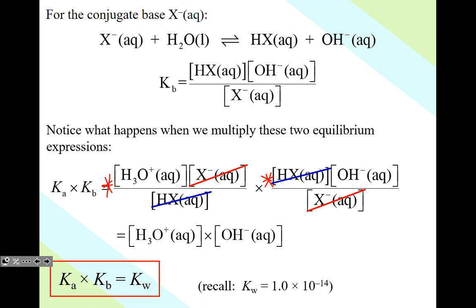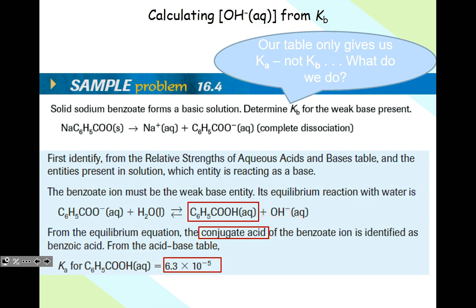So what does this mean? This means that Ka times Kb is also equal to Kw. And we know from our previous podcast that Kw is equal to 1.0 times 10 to the negative 14. So this is something that we can use in a little bit.